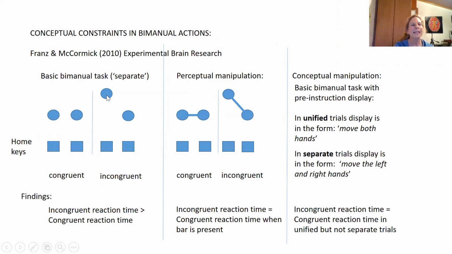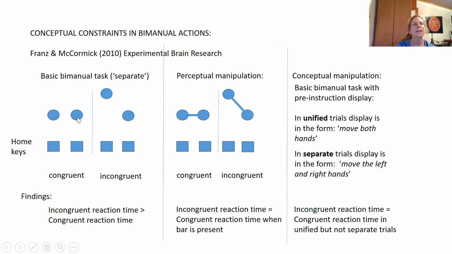So the basic task is here in this left panel. Look at these. These are congruent and these are incongruent. This is sort of the display that you would use in a simple task like this, where on the desk you have these home keys that you're sitting very close to, and your left hand is by this home key, and the right hand is by this home key, and when you start the task, your hands are on those home keys.